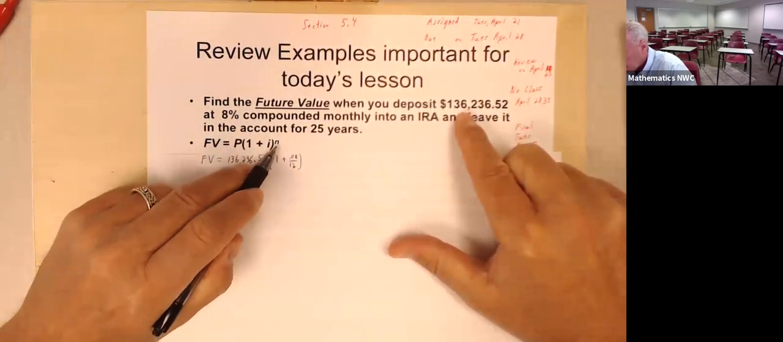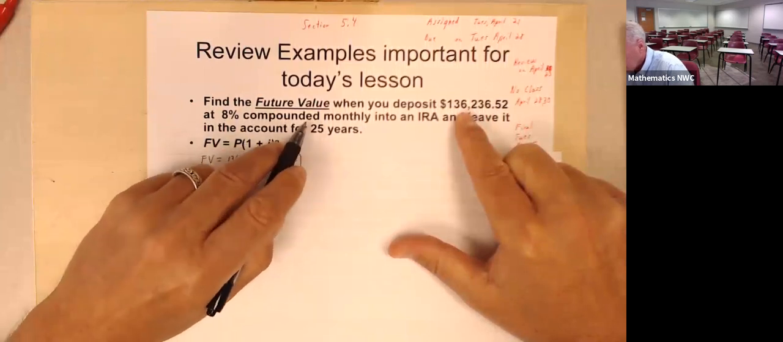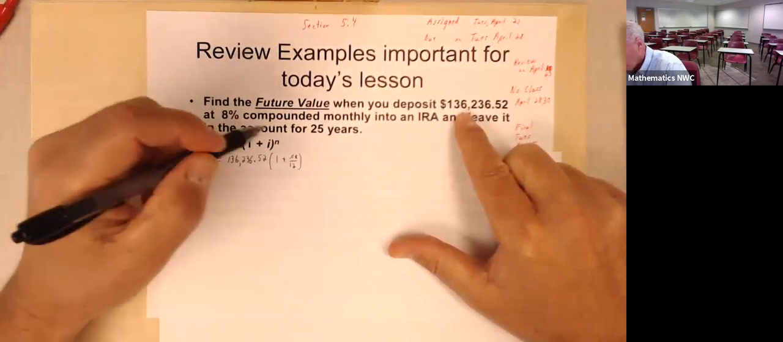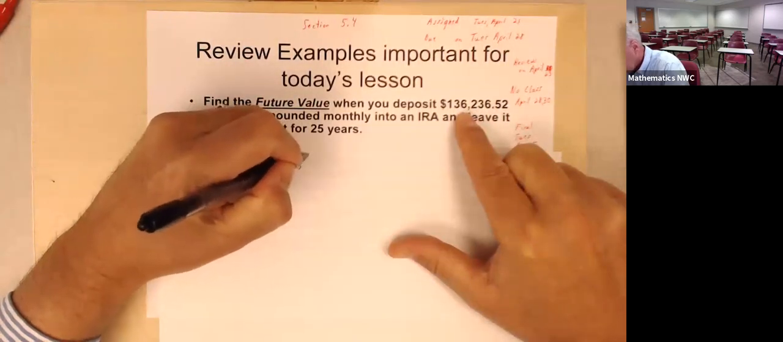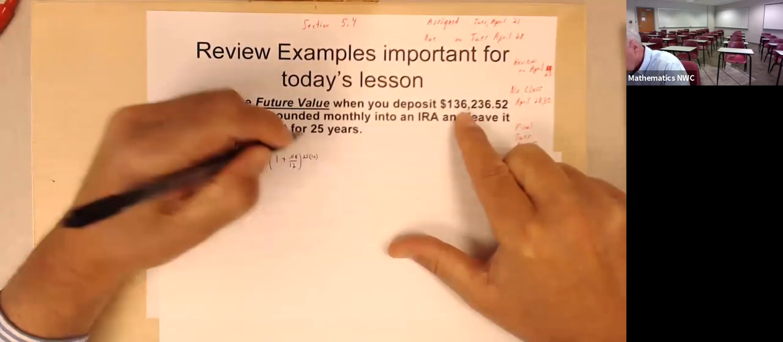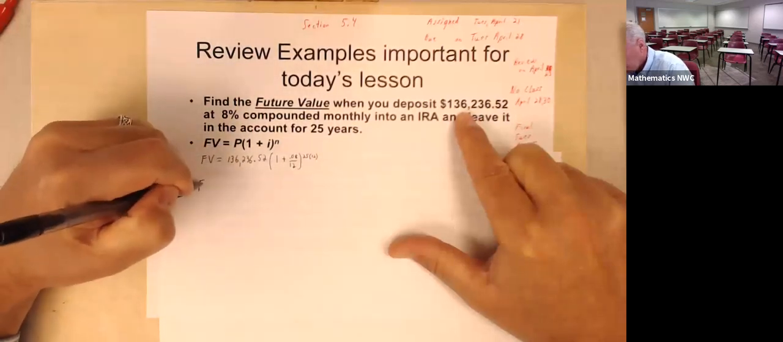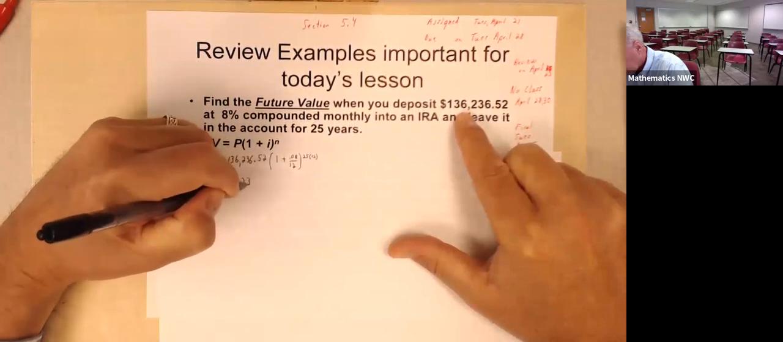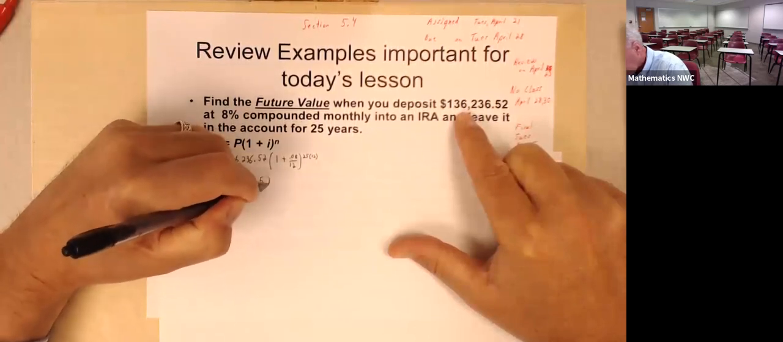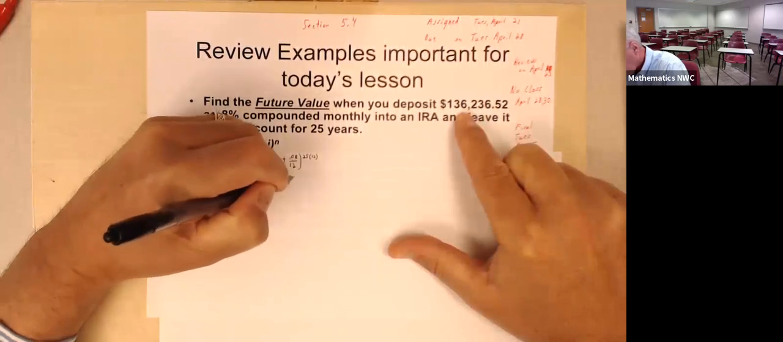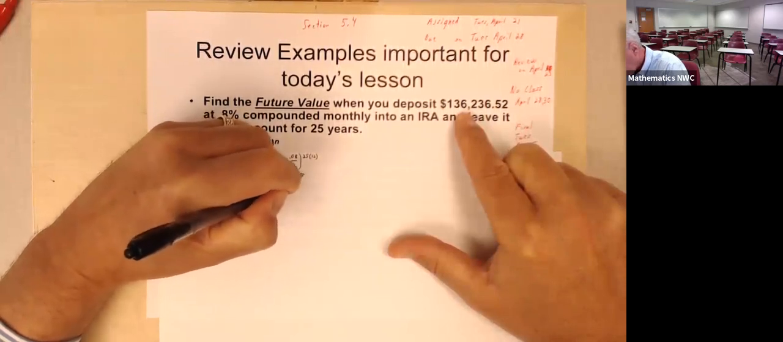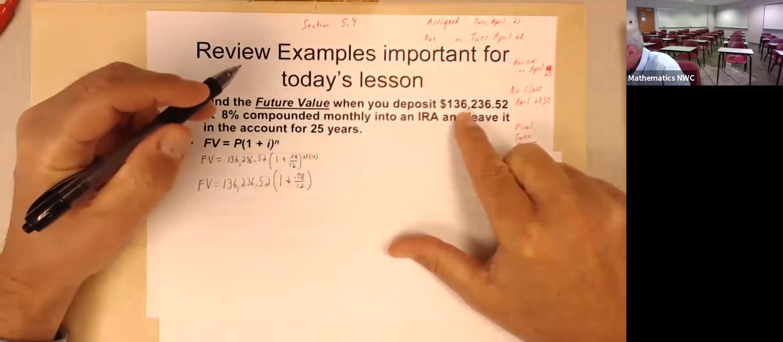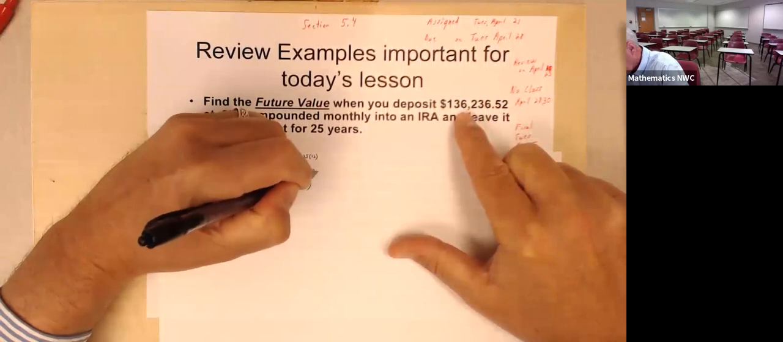And the N is the number of years times how many times it's compounded. So 25 years times 12 times a year, that's 300. So I'll write this just a little bit larger. I apologize for that. I'm just recopying it. 25 times 12, I believe, turns out to be 300.